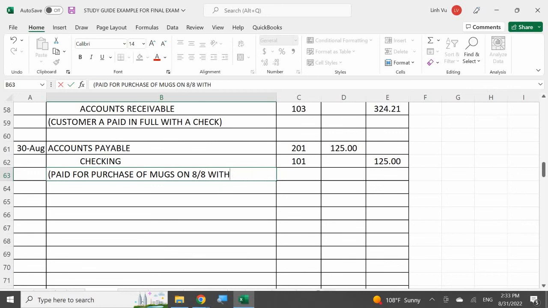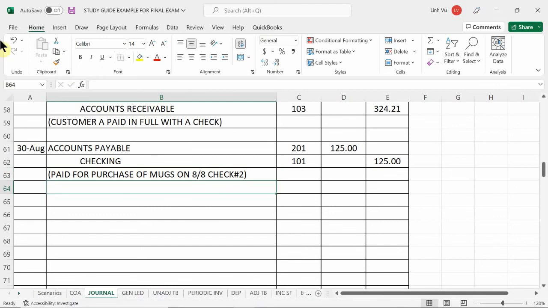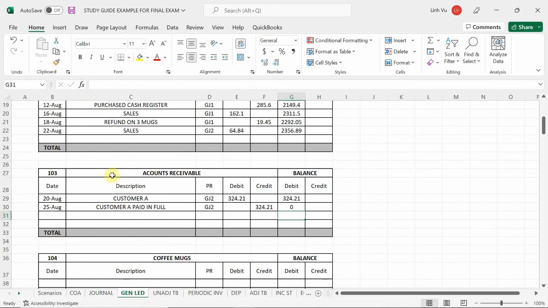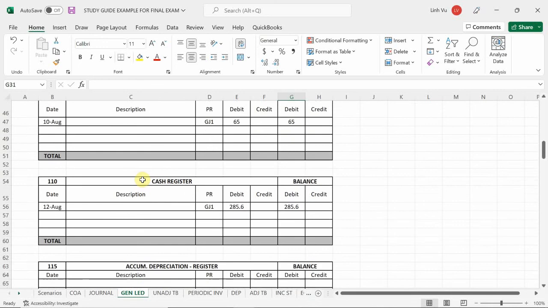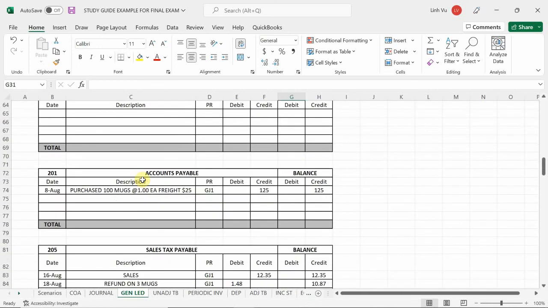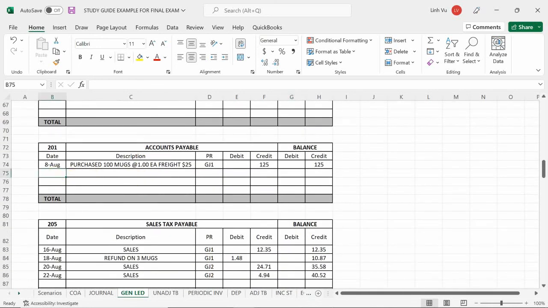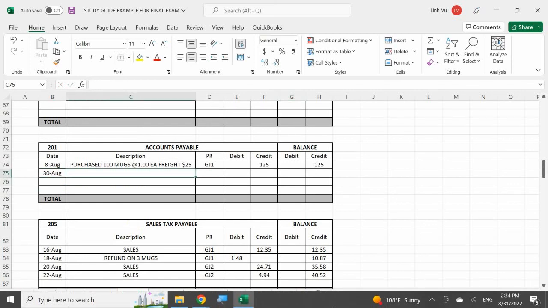Check number 2, I guess? I think so. Yeah. Check number 2. So now I'm going to pay for what I owe, and I'm going to reduce my checking account by $125. So accounts payable first. Here's my accounts payable account. Today's the 30th. Paid in full for purchases on 8/8.